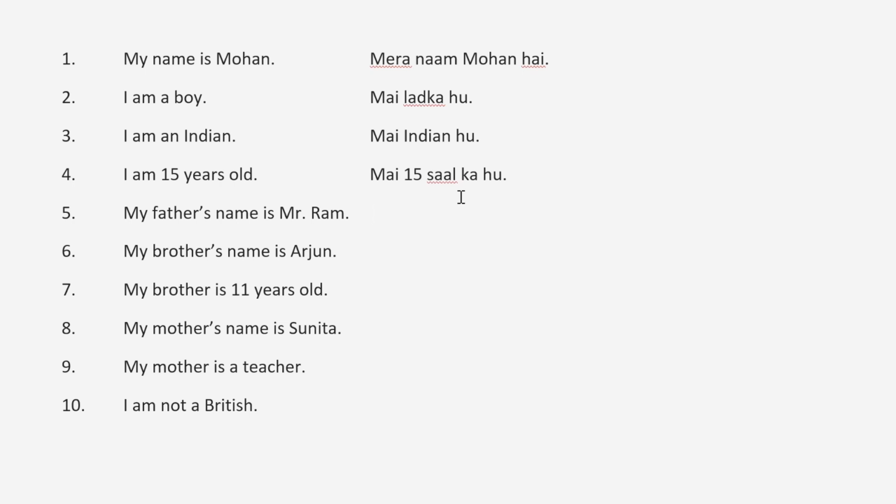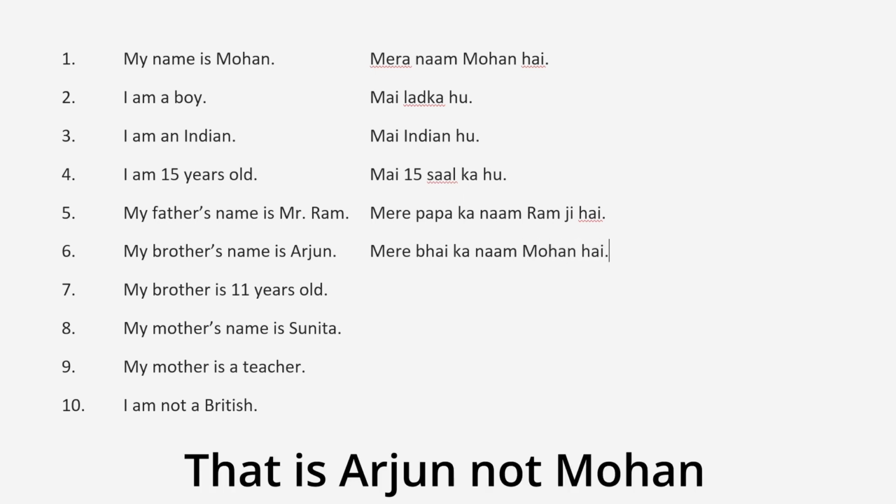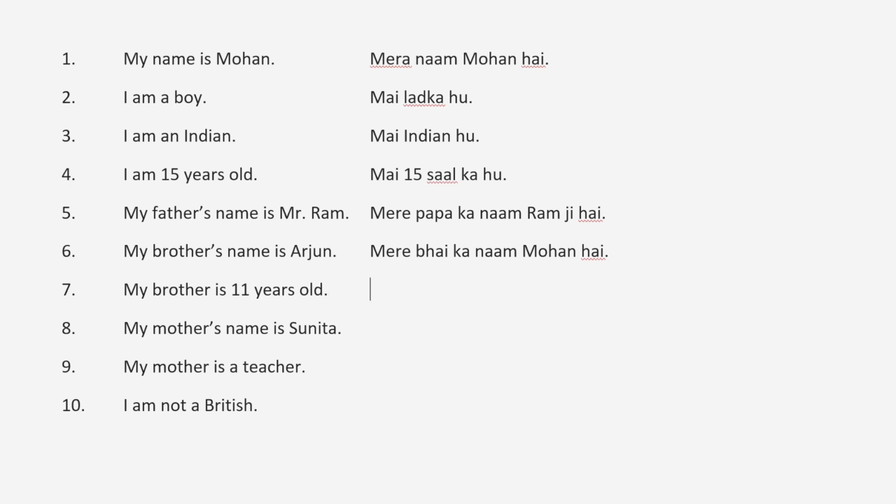Okay. My father's name is Mr. Ram. So मेरे, for giving respect, पापा का नाम राम जी. For giving respect in Hindi, we add ji. Ram ji. Next sentence, if you want to say my brother's name is Mohan, मेरे भाई का नाम मोहन है. Okay. How to say my brother is 11 years old? You can say मेरा भाई 11 साल का है.